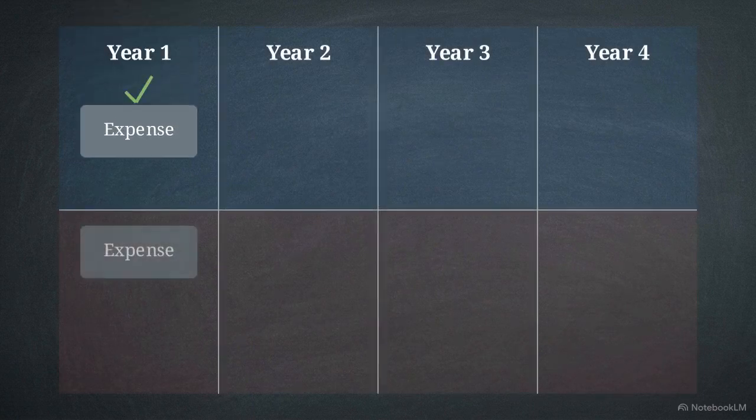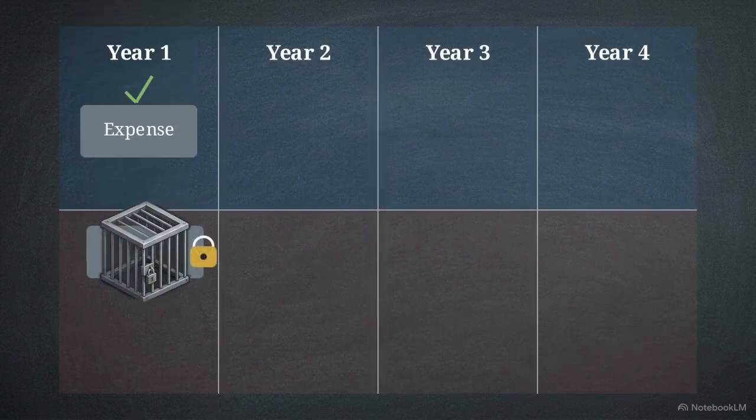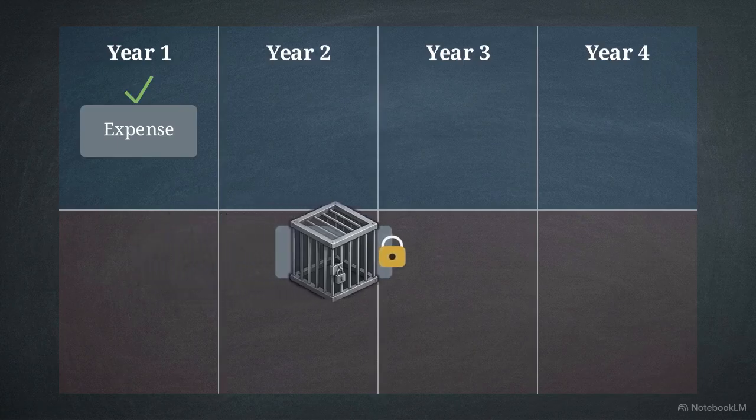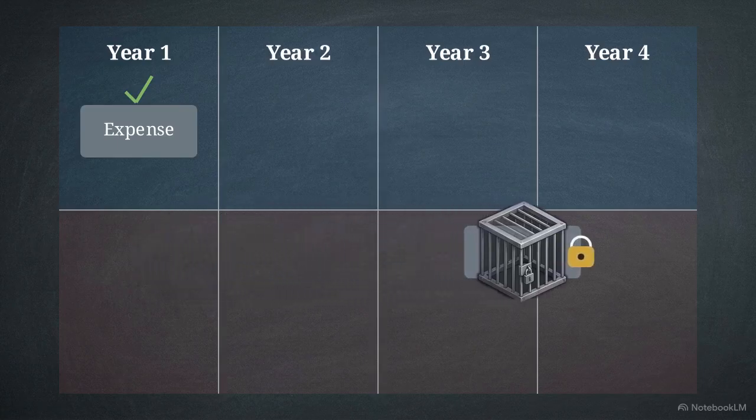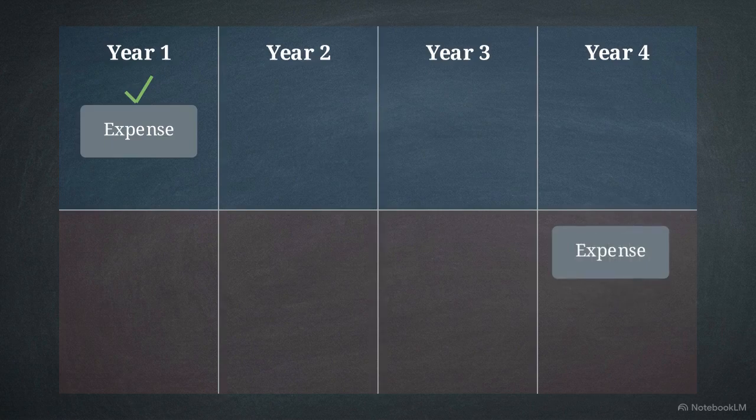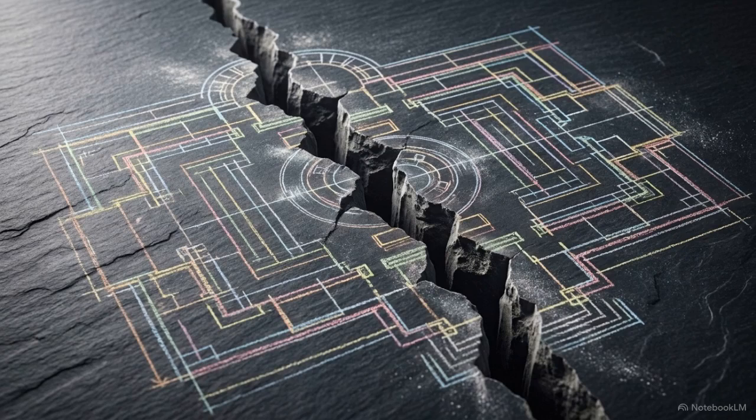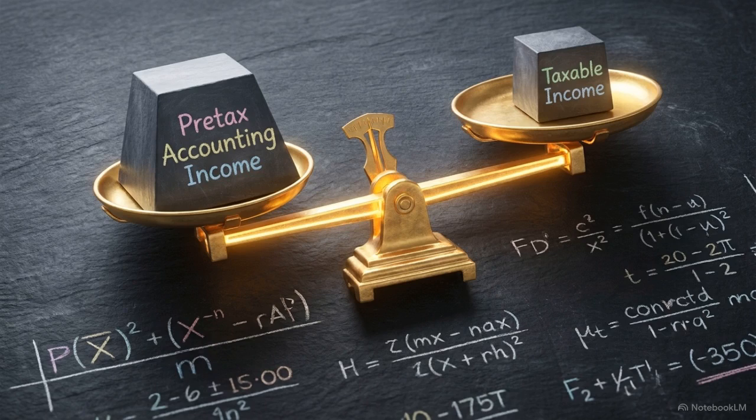Because these two systems serve entirely different masters, they treat the exact same business transactions differently over time. An expense recognized today on the financial statement might not be deductible on the tax return for years. This creates a structural divergence. Since the two frameworks calculate income using different axioms, the pre-tax accounting income shown to investors almost never equals the taxable income reported to the IRS.